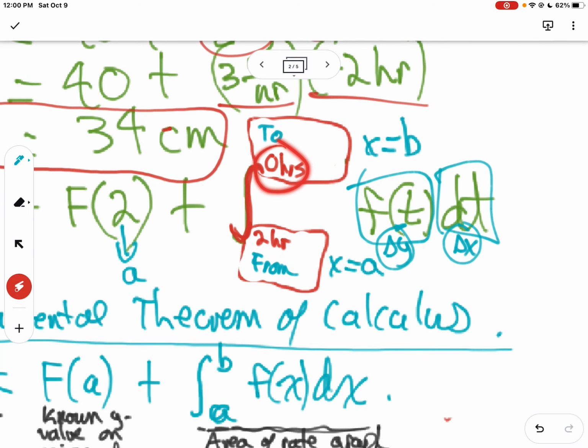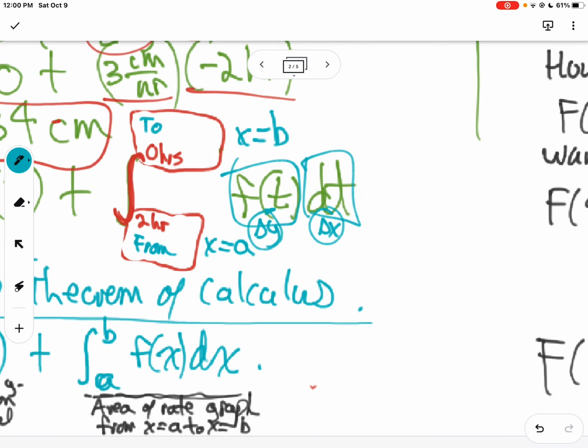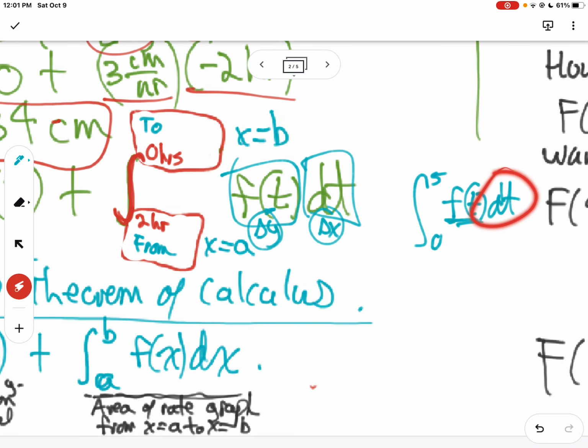The limits of integration. So over here, if I have an integral from 0 to 5 of f at t dt, what that means is I'm getting the area under the f at t curve from an x value of x equals 0 to an x value of x equals 5. And I'm going to multiply together the y values and the x values to get the total area, okay? There's your y values, there's your x values.